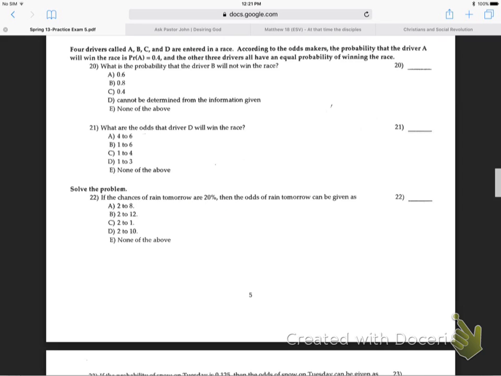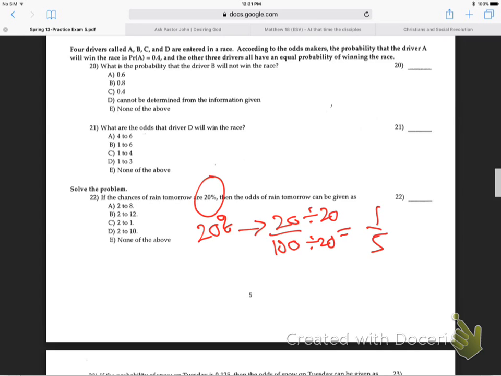So what do you got to do with that 20% first? Make it a fraction, huh? So make that a fraction. So 20%, that's 20 per 100, huh? That's what percent means, is per 100. So then reduce that, divide top and bottom by 20. And you get 1/5. Or you could have just made it 0.2, and then it's 2/10, it's 1/5. One way or the other, get to 1/5 eventually.